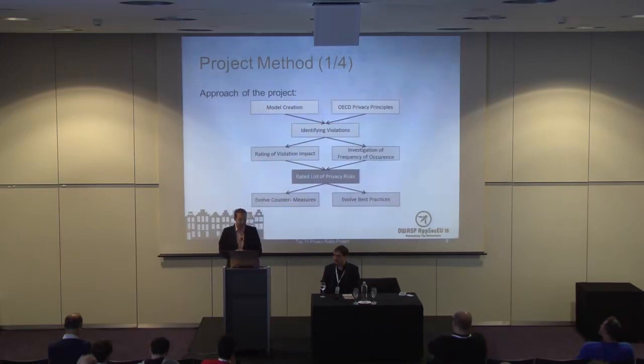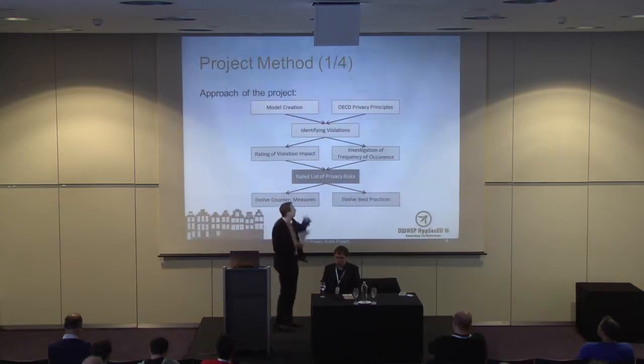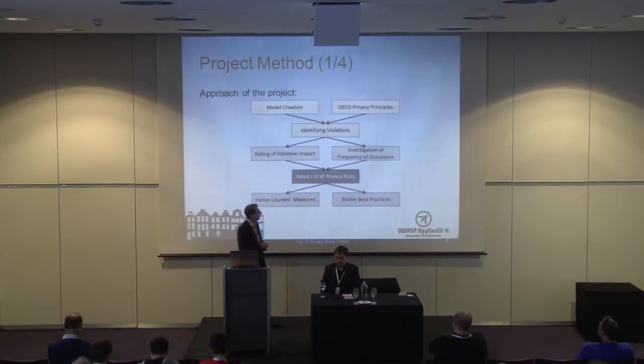Then we did a classical risk assessment. We rated the impact of the violations and had a look at the frequency of occurrence, and we multiplied both of them and got a rated list of privacy risks. So what we are currently doing is evolving countermeasures and best practices. If any one of you is still interested in participating, you can have a look at our website. That's the status where we are at the moment.